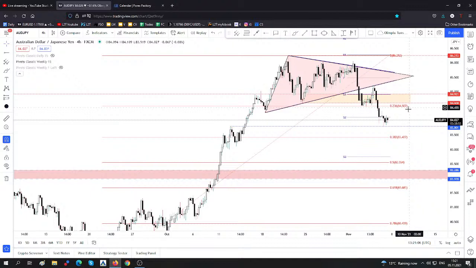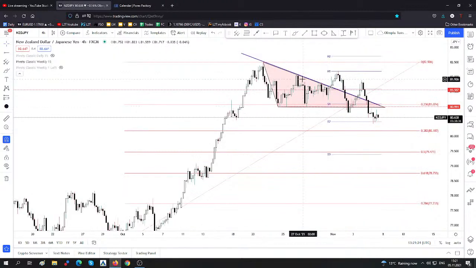Also here, maybe you remember I told you about this upside breakout, this failure to stabilize above the downtrend line, and right now a new lower low, so the pressure is still high. So let's take a look at the Japanese yen basket.